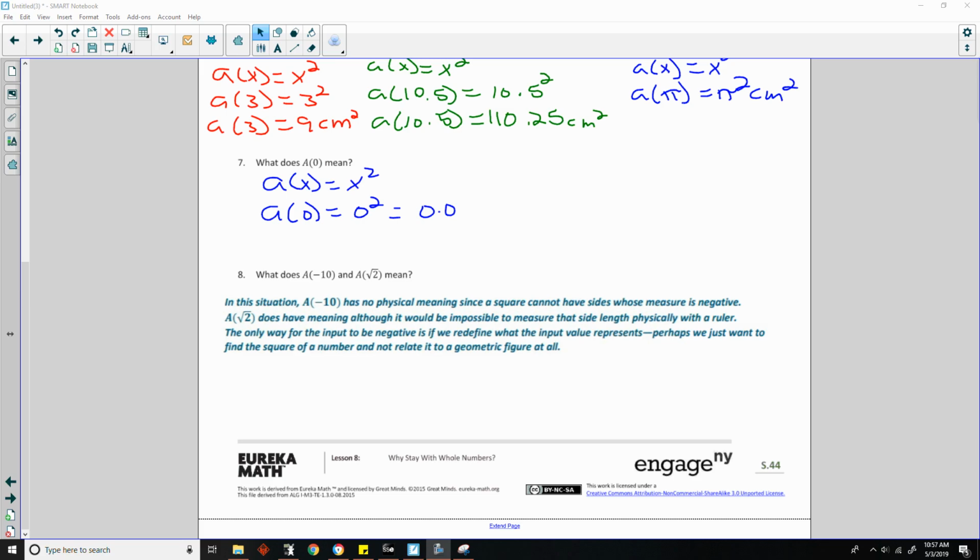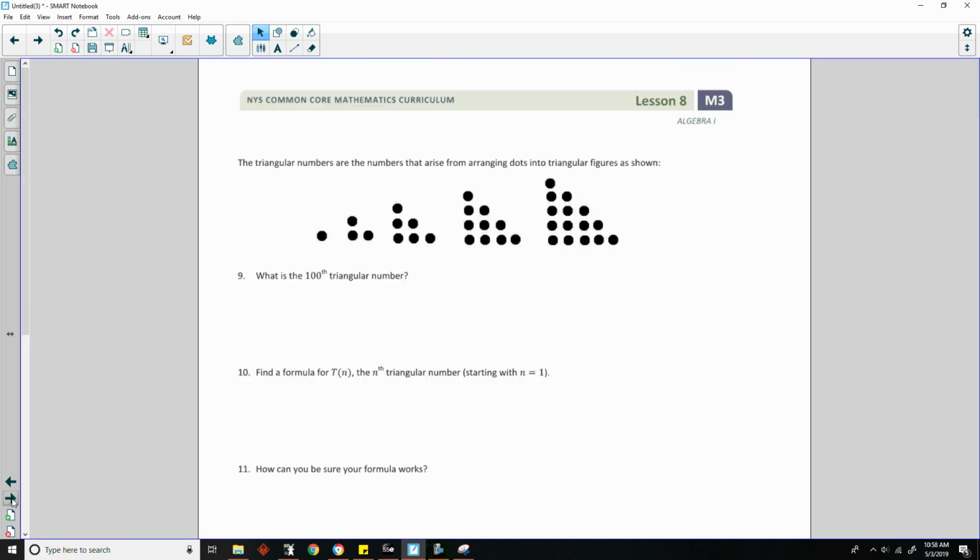The only way for the input to be negative is if we redefine what the input value represents. Perhaps we just want to find the square of a number, not relate it to geometric figures at all. Then you can find that negative 10 squared, because it would be negative times a negative, which is positive, and 10 times 10 is 100. And when you take the square root of 2 and you square it, you get 2. All right, so anyhow.